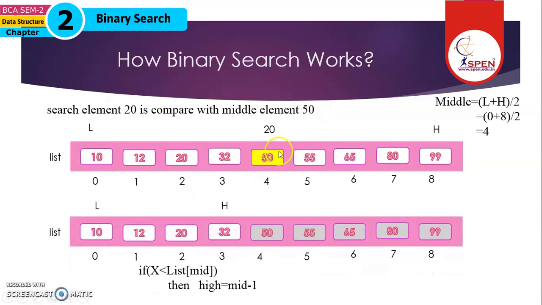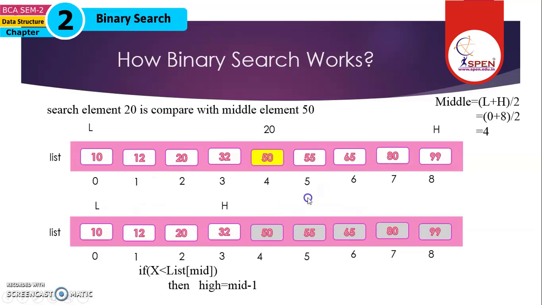Now we will change our higher value. So we will neglect this array. So the higher value is the middle value minus 1. Here you can see if x is less than the middle value, that means we will change our higher value to middle minus 1. So in this binary search, we will change our lower value and our higher value and we will always compare our item with our middle value.